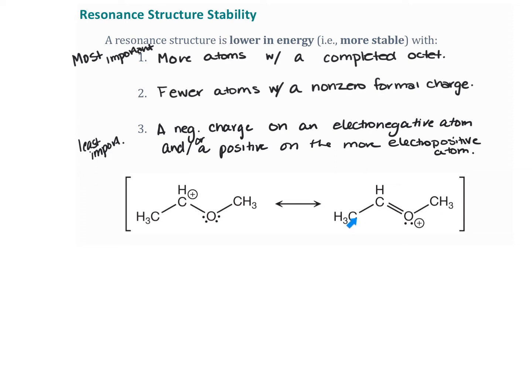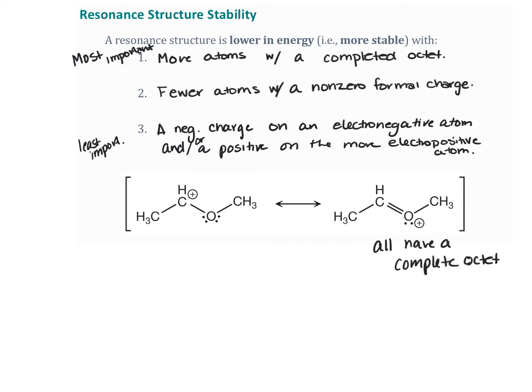I look over here, this carbon has four bonds, it's got a complete octet. This carbon has four bonds, it's got a complete octet. This oxygen has 2, 4, 6, 8, so it has a complete octet, and this carbon has a complete octet. All the atoms here have a complete octet. This one, the carbon doesn't have a complete octet. So that indicates to us off the bat that this is going to be the one that's the most stable. Now let's just evaluate.